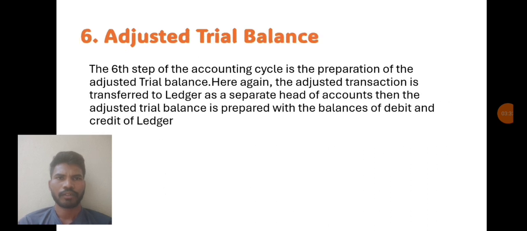The sixth one is adjusted trial balance. The sixth step of the accounting cycle is the preparation of the adjusted trial balance. The adjusting transactions are transferred to the ledger under separate account heads. Then the adjusted trial balance is prepared with the debit and credit account balances of the ledger.